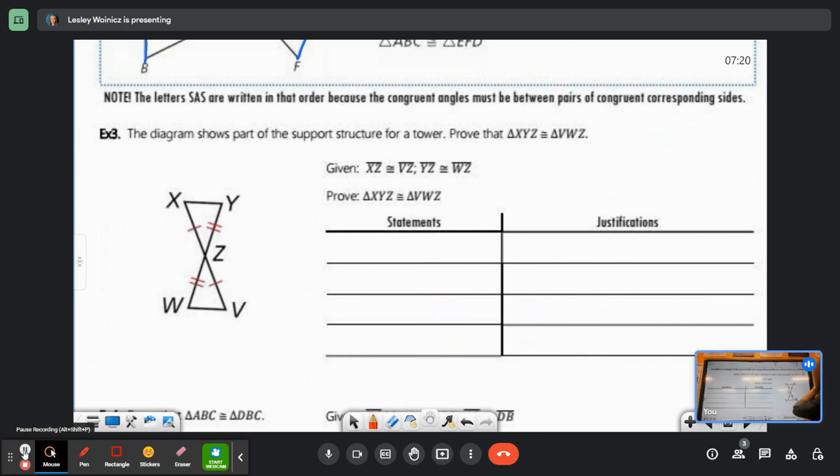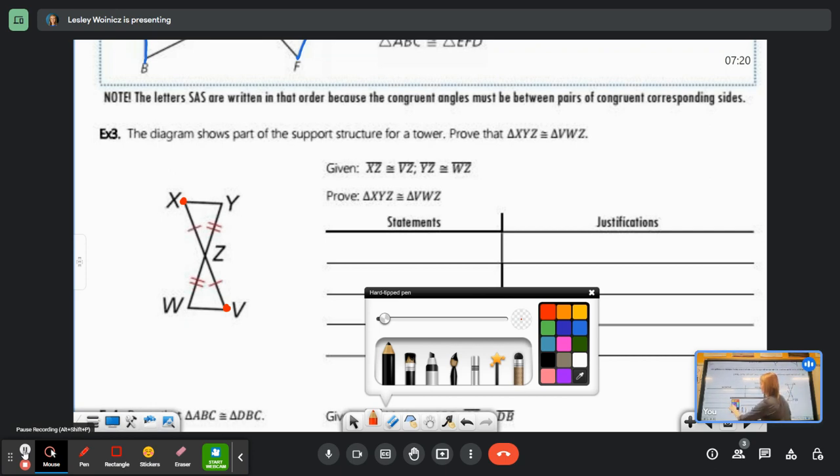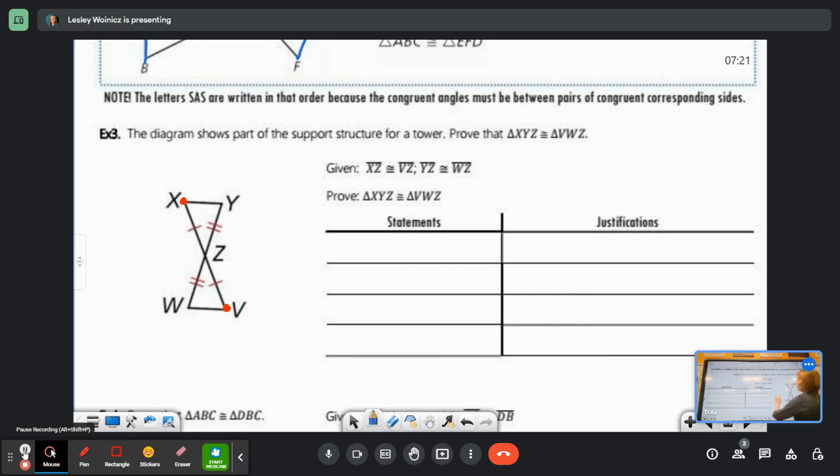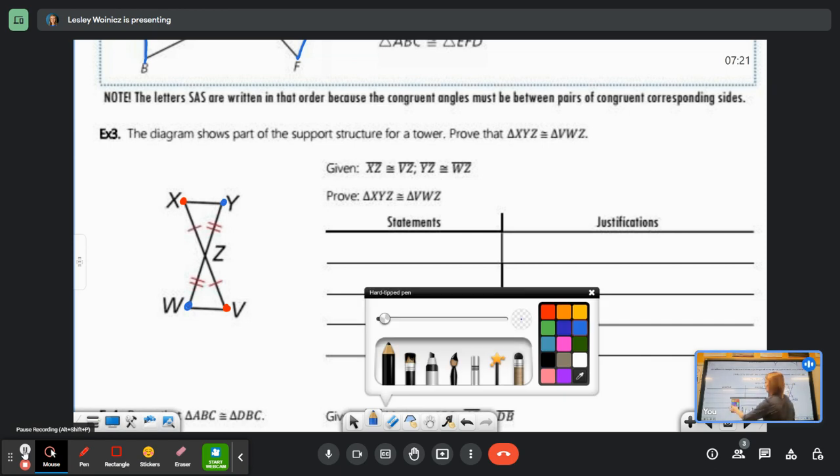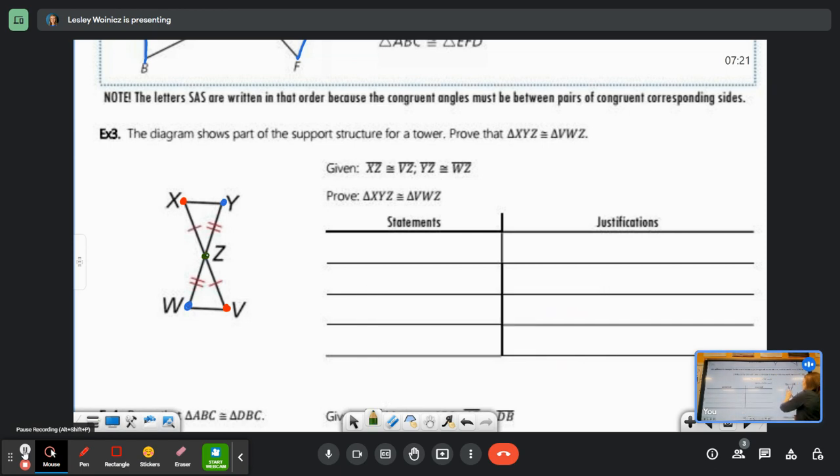Okay, the diagram shows part of the support structure for a tower, and we have to prove that the two triangles are congruent to each other. So I'm going to color code this so I don't make a mistake like I did on the front. It's saying that X corresponds to V. If you switch things around like I do, this might be a really good strategy for you to borrow. Y corresponds to W. Do you see how they're flip-flopped across? And then Z just corresponds to itself. That should help me a lot.